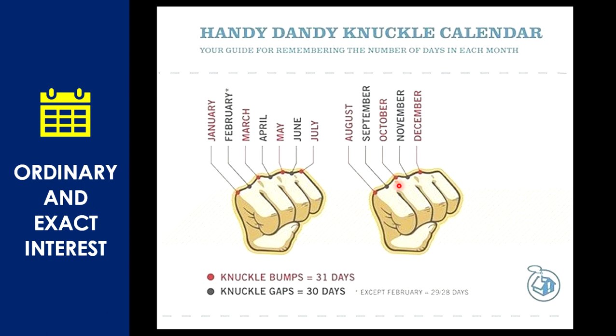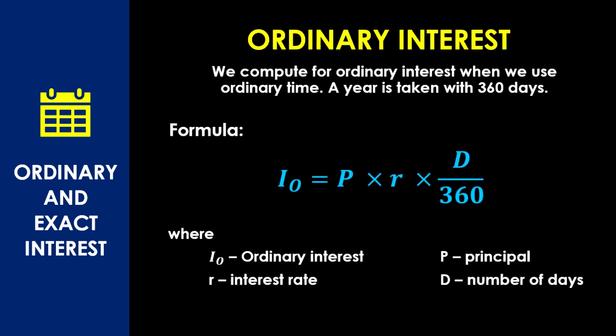And then here in October, that's a knuckle bump, that's 31 days. And then November, we have the knuckle gaps, that's 30 days. And then lastly, December is a knuckle bump, so that's 31 days. So you can take note of this so that you will not forget the number of days in each month.